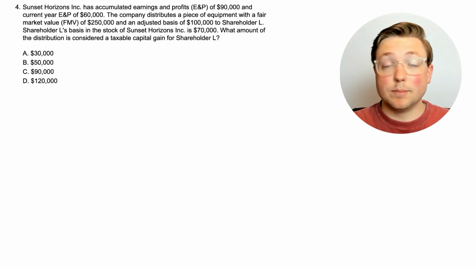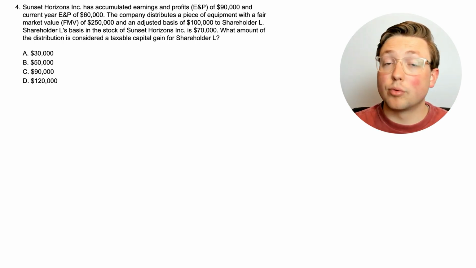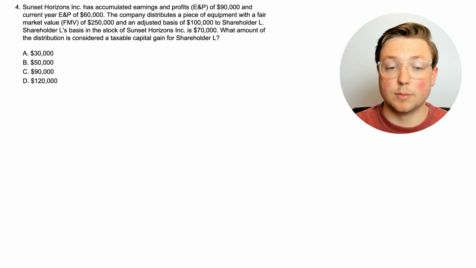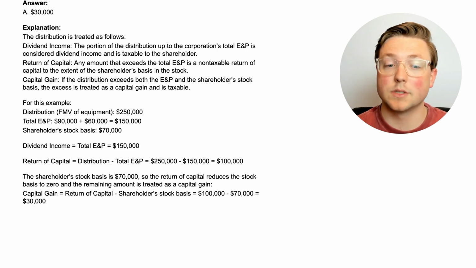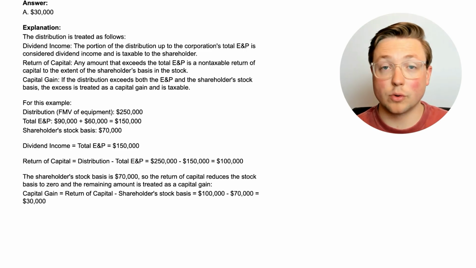Okay, we built on this in the previous two questions. You can probably figure this out with what we just talked about. So pause the video, do the calculation, and when you're ready, come back. We'll look at it together. Okay, the answer is $30,000. And again, we just talked about this. It's dividend income up to the amount of total E&P, and then it's a return of capital up to the shareholder's stock basis, and then anything over that is a capital gain for the shareholder.